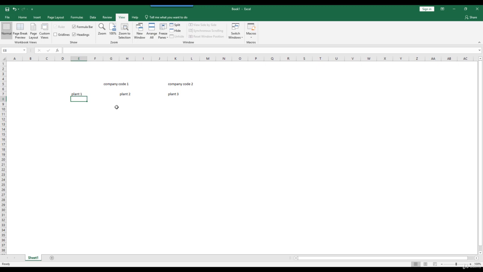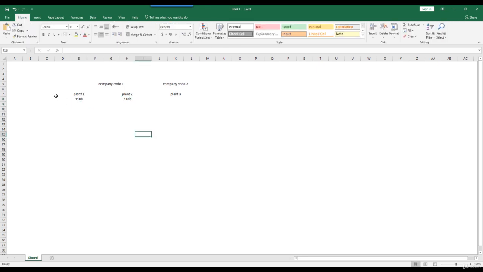So hope you understand. Let us take one example here. While designing organization structure, I am assigning these codes. 1100 is one purchasing organization. 1102 is one purchasing organization. So this is the first scenario, plant specific.